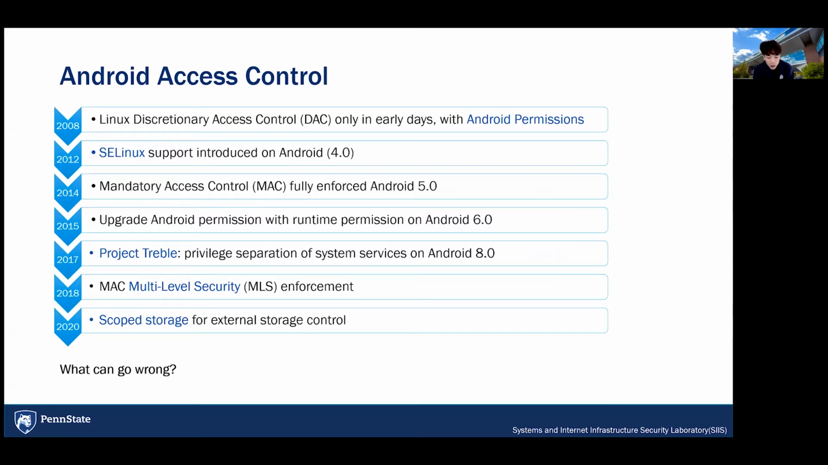In the early days, Android relied on the Linux stack and gradually added SEAndroid support in Android 4.0, and made mandatory access control (MAC) fully enforced in Android 5.0. Other forms of defense, like SEAndroid, multi-layer security, and scoped storage, were later added into Android.